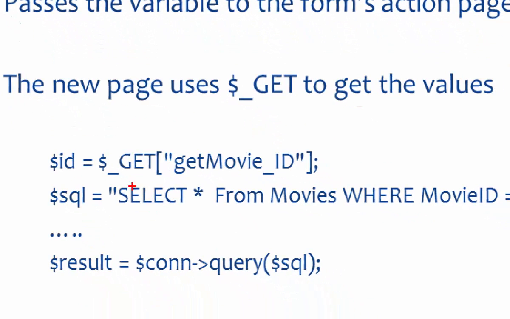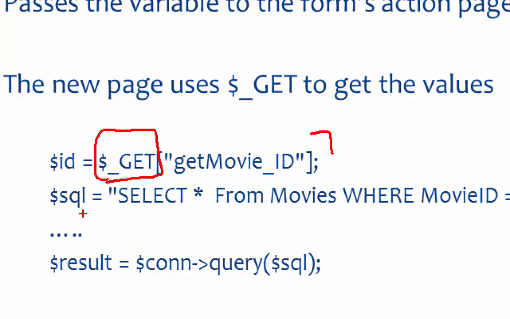We have ID equals getMovieID, and get is pretty much like a PHP super global variable. What it does is just target whatever was passed in the URL. So in this case, we passed in an ID equal to 7.